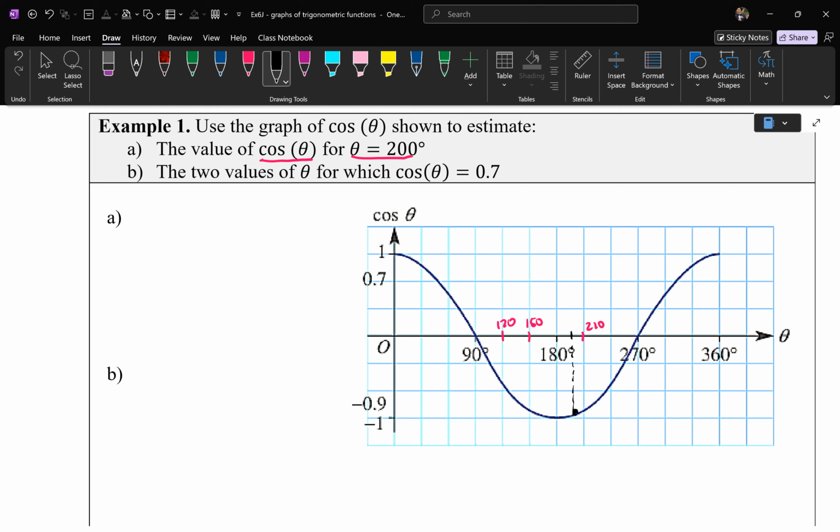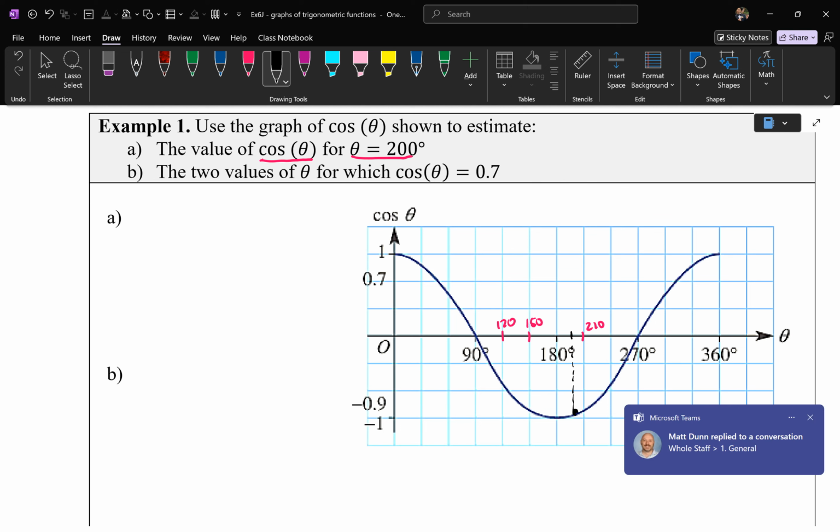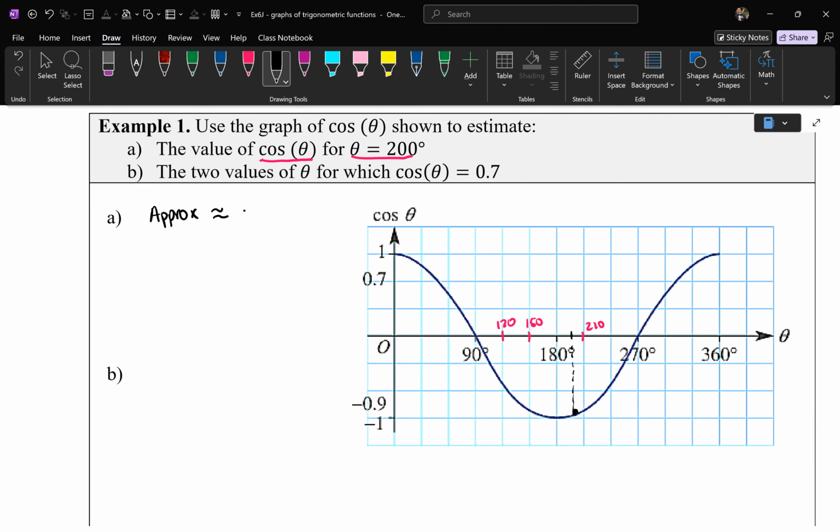So the value of cos of theta, where theta is 200 degrees, you can say approximately -0.9 or -0.8, somewhere there, because we're not 100% sure where the 200 degrees is, or -0.85 in between.